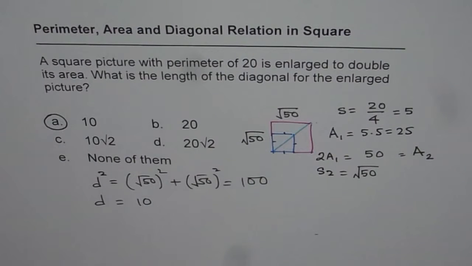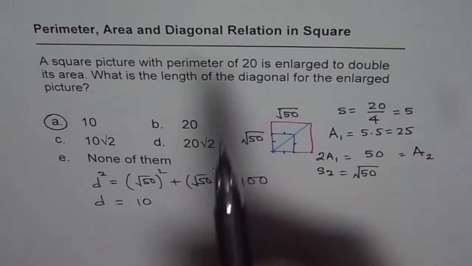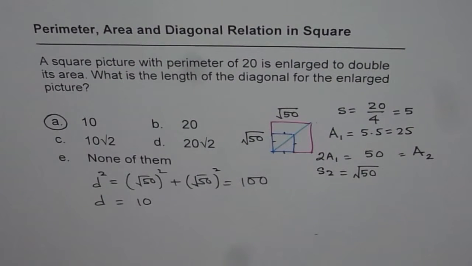Now think about it. 10 is just half of the perimeter given to us. If perimeter is P, then will the diagonal always be half of the perimeter? In such cases, think about it and then answer the next question. Thank you and all the best.